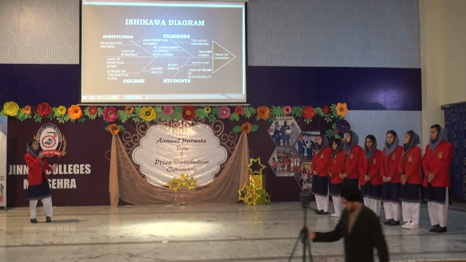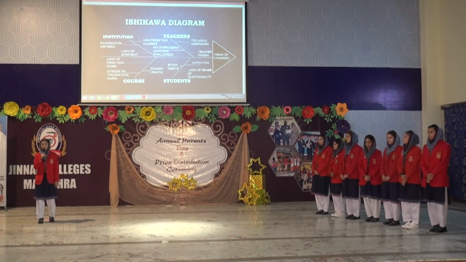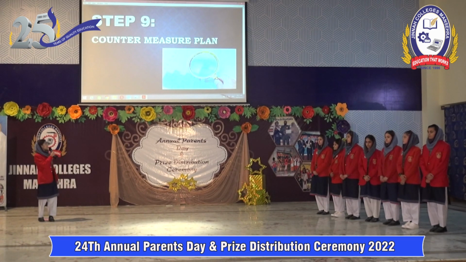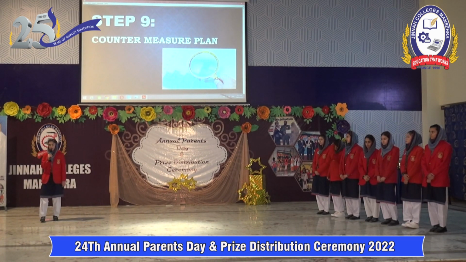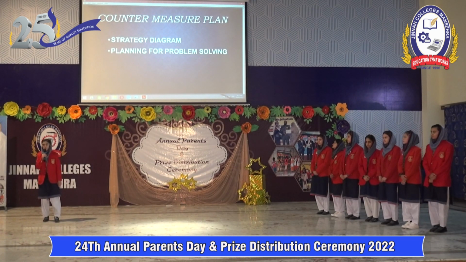Now, this is the Ishikawa diagram, which is also known as fishbone diagram. It consists of institution, teachers, course, and students. Now, moving towards step 9, that is countermeasure plan. Countermeasure plan includes strategy diagram and planning for problem solving.